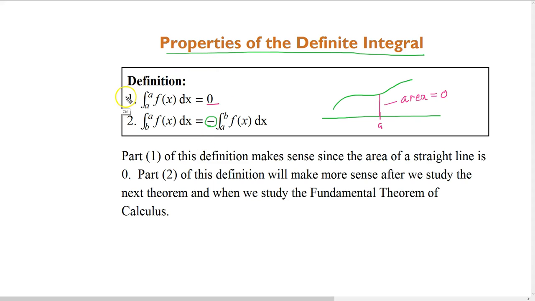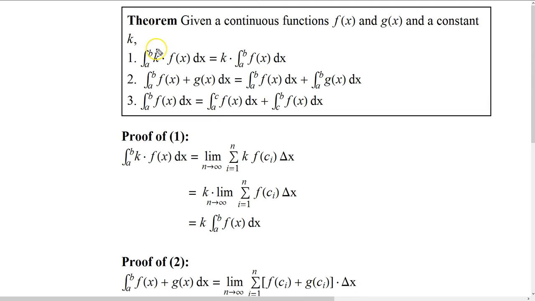Now let's take a look at a theorem. In this theorem, we assume that we're given two continuous functions, f and g, and a constant, k. Then we have three parts. The definite integral from a to b of k times f of x dx equals k times the definite integral. So in other words, if k is a constant, you can move the k outside the integral symbol and just evaluate this as k times the definite integral of f.